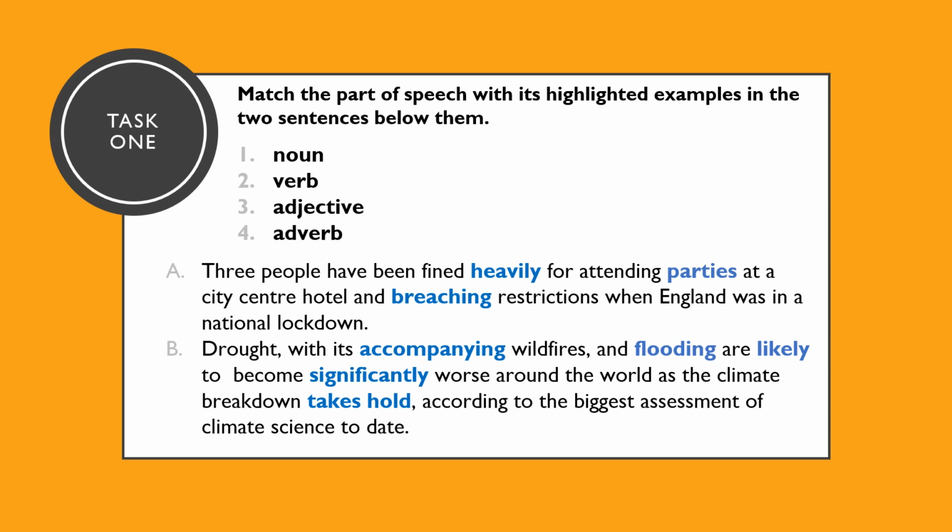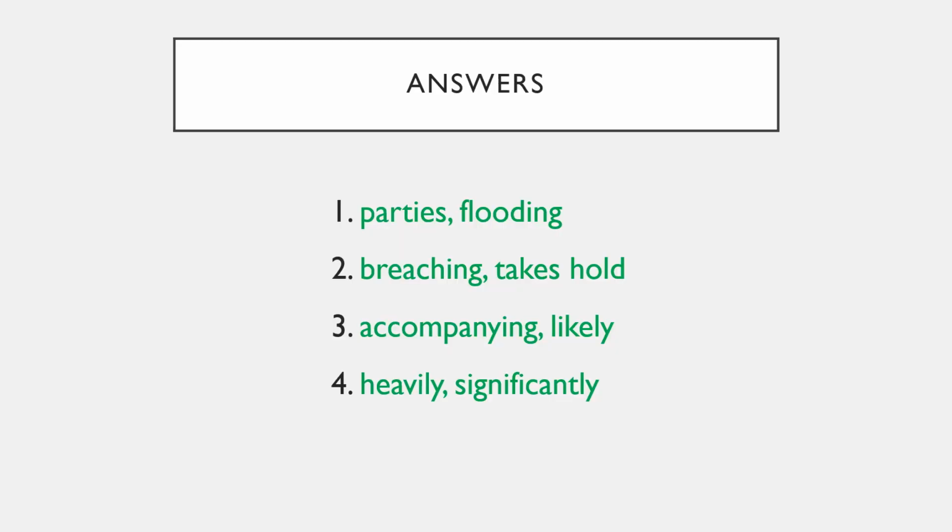Let's do a practice task now to check how familiar you are with identifying different parts of speech. Read sentences A and B and match the words highlighted in blue to one of the parts of speech listed below. Pause the video and press play when you're ready to check your answers. Okay, time to check your answers. Did you get them all right? Pause the video while you check, then press play when you're ready to move on to the next task.